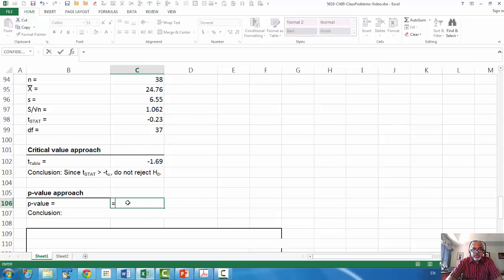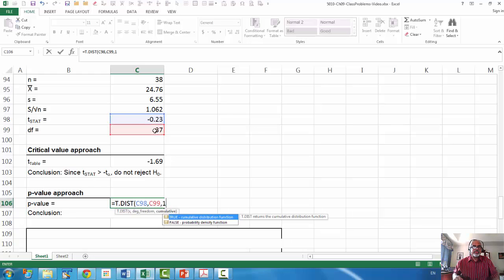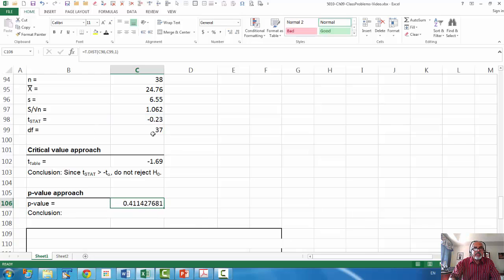The p-value approach uses T.DIST. Now this is not the right side tail, it is not two tail, it is just one tail on the left side. So we use T.DIST with the cumulative probability. You give the t-stat value, then the degrees of freedom, and you have to say cumulative probability. Otherwise, it will give you the height of the probability curve. So 41, let's make that into a percentage.